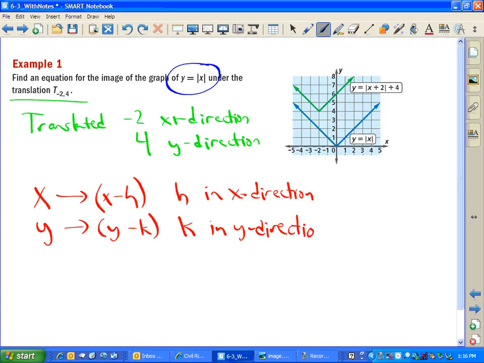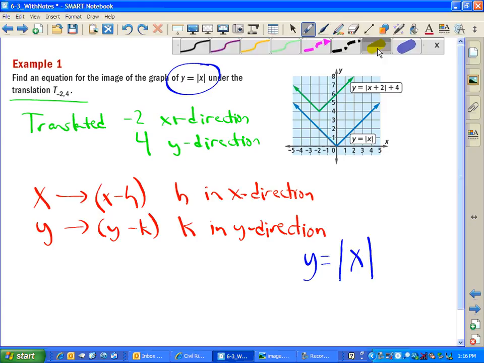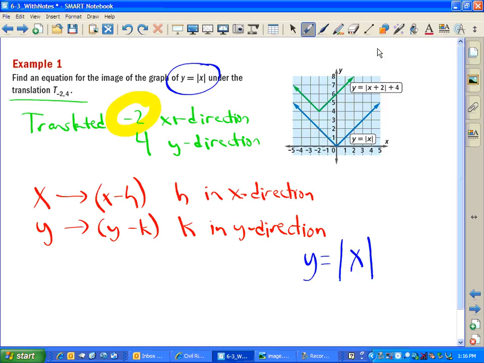So what we've really got going on here, we start with the absolute value of x. Start with what you had at the beginning. y is the absolute value of x. We're going to replace x with x minus negative 2 to move it 2 in the x direction, 2 to the left. The absolute value of x is now the absolute value of x plus 2.